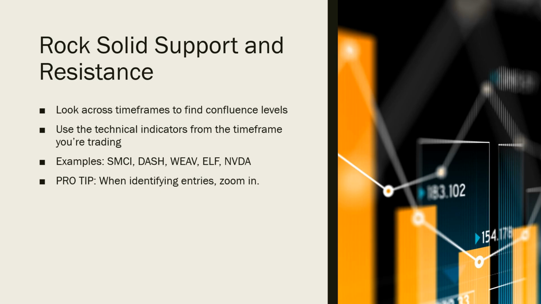Okay, now how do you find the rock solid support and resistance? The first thing that we're going to want to do is look across time frames to find different confluence levels. After that, we'll want to use the technical indicators from the time frame that you're trading.